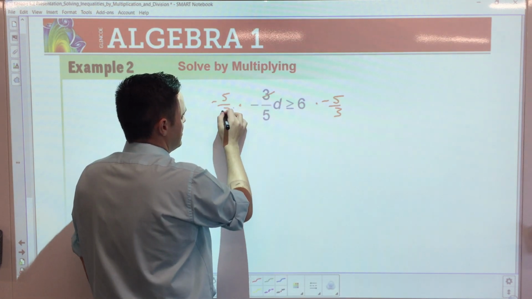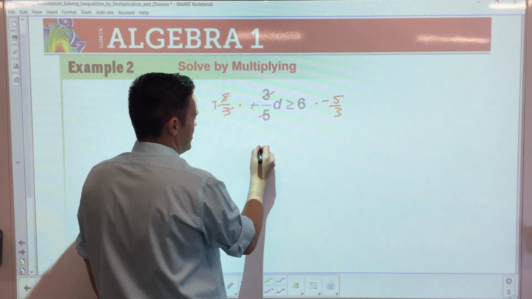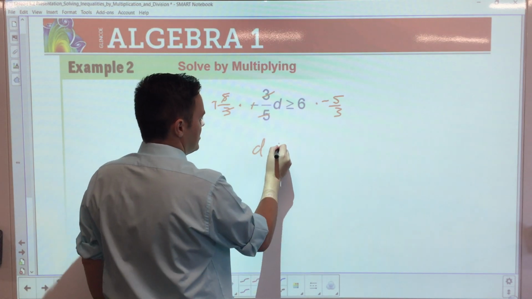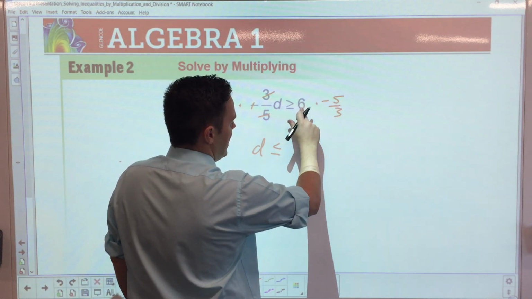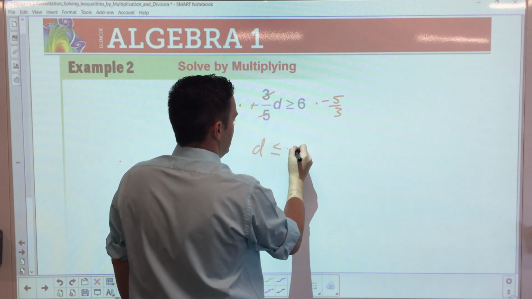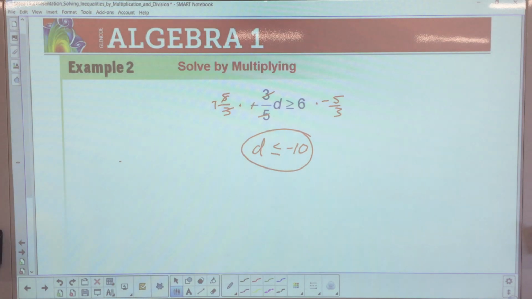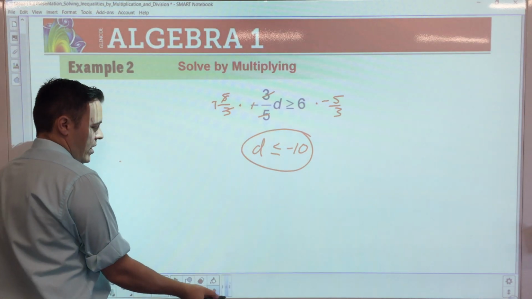Multiply this by negative 5 over 3. So these all cancel out, including the negatives. So I'm left with d. But since I multiplied by a negative, I need to switch the sign. 6 times 5 is negative 30, divided by 3 is negative 10. There's my answer. Write that down before I erase it all.